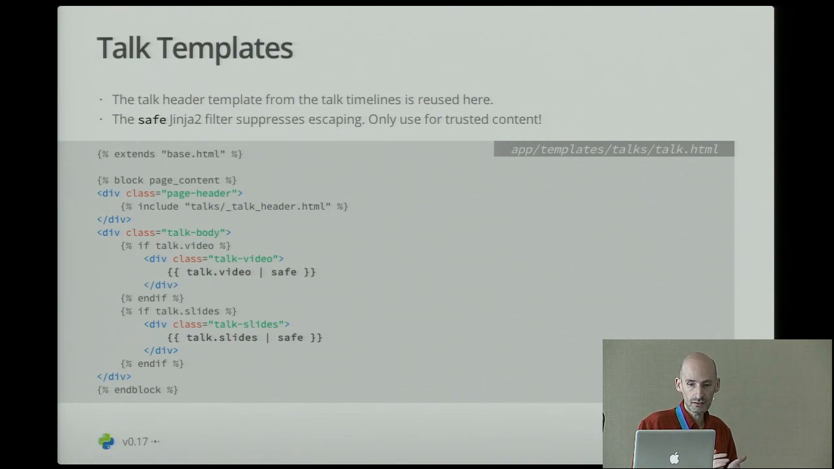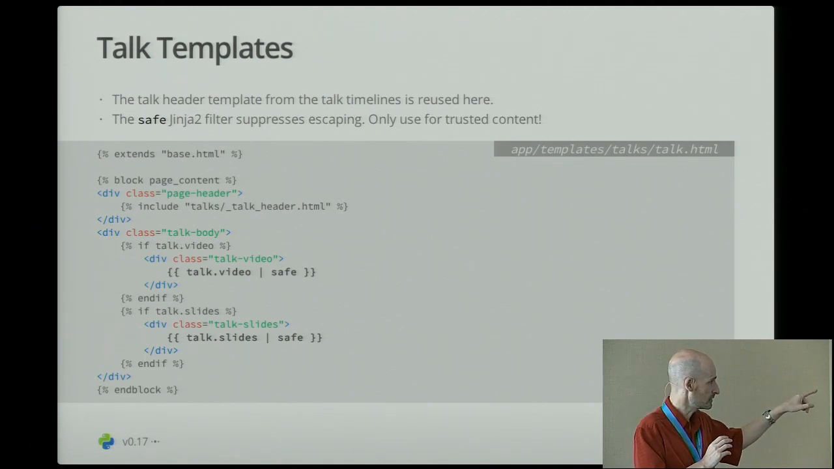And then in my template, this is a new template, talk.html, which extends from the same base so that it gets the same look. And I define my page content block. Remember that I had my talk header in a subtemplate, so I can reuse it here, and I'm going to show the same snippet of code that I was showing in the timeline of talks. I'm going to show it at the top of this page, and then below that I'm going to show the body, where I show a video if there's a video.